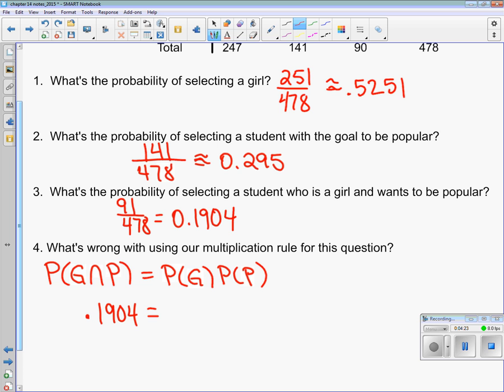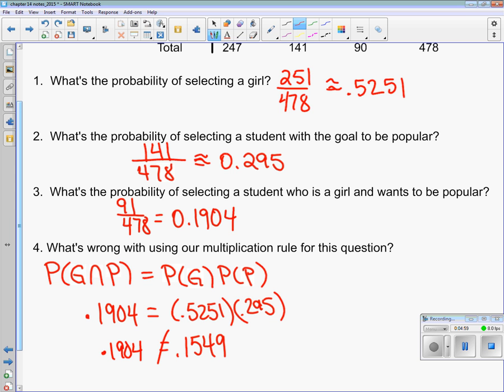Probability of girl was 0.5251. And the probability of popular was 0.295. Can someone multiply those two together on the right-hand side for me? What do you get there? Do you get 0.1904? You do not. That's an issue. What do you get? 0.1549? They are not the same thing. That means we can't use this rule.